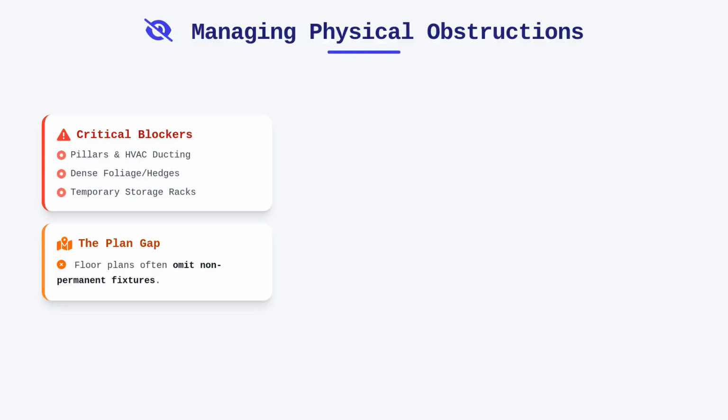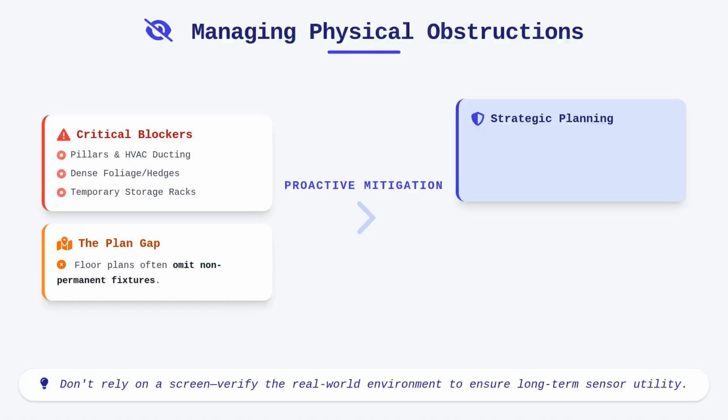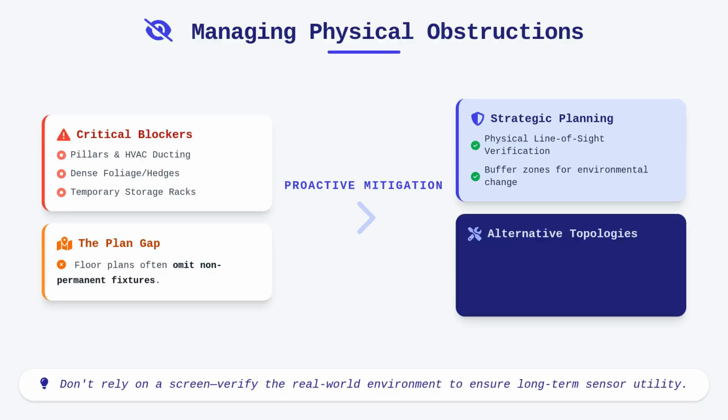A camera that functions perfectly during a site survey might find itself staring at a newly installed display case or a growing hedge 6 months later. Whenever possible, we account for these fluctuations by verifying the line of sight during the planning phase and selecting positions that offer a buffer against foreseeable environmental changes. If a location is crowded with dynamic objects, we should consider alternative mounting topologies like overhead pendants or wall extender brackets.